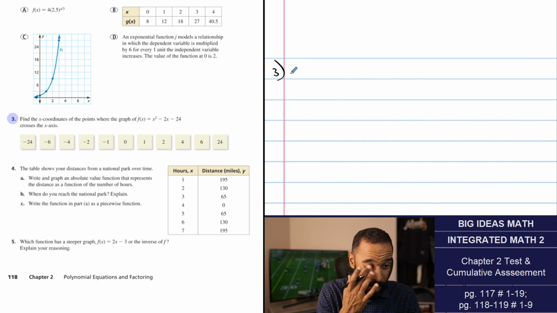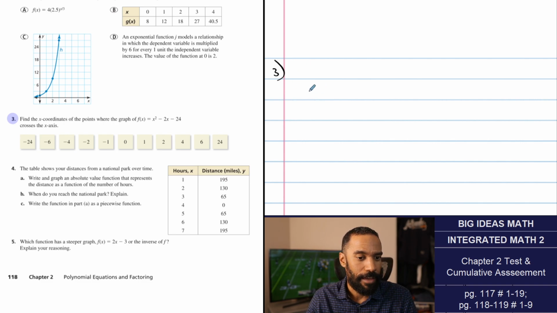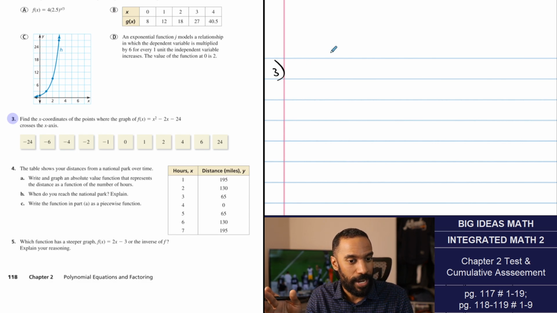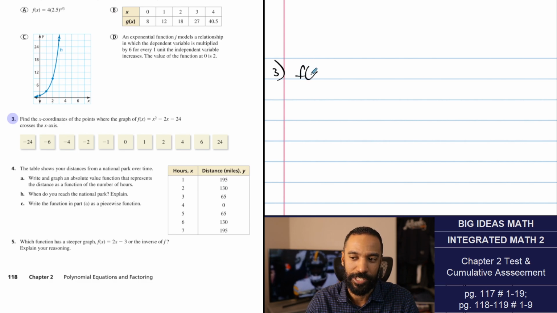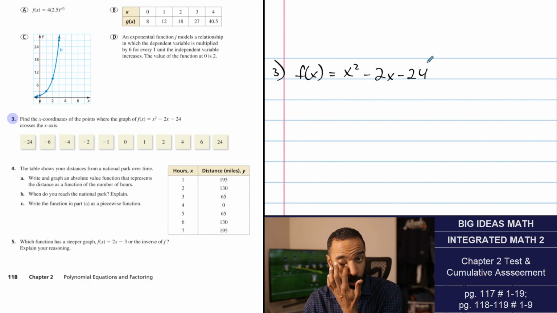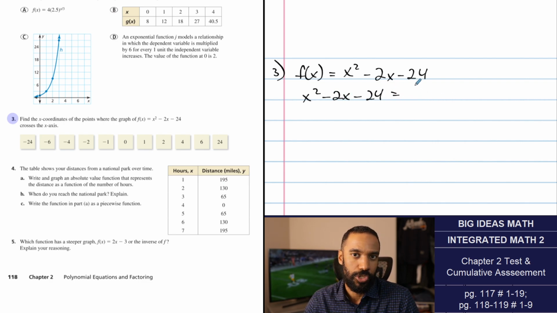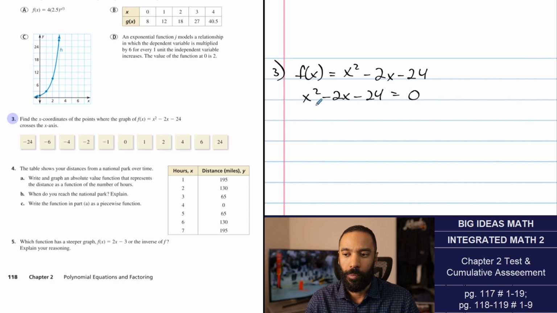Find the x-coordinate of the points where the graph of f of x crosses the x-axis. So, they give us options, but I'm not going to sit around and substitute negative 24, x squared minus 2, and all that kind of stuff. Where it crosses the x-axis is, it's a weird version of multiple choice, I guess, it's going to be 2 answers. It's where y equals 0. So this would have been out of section 2.5.